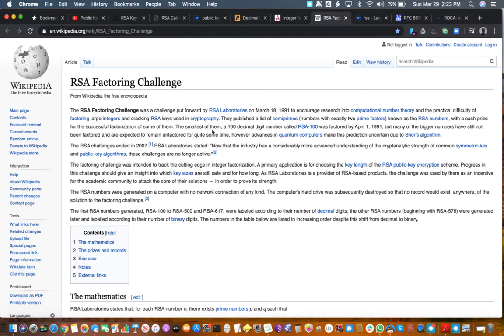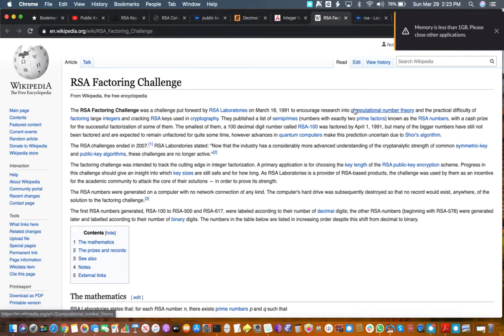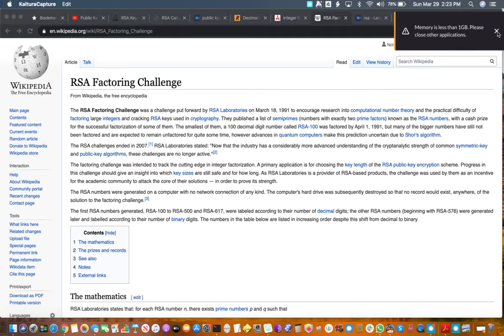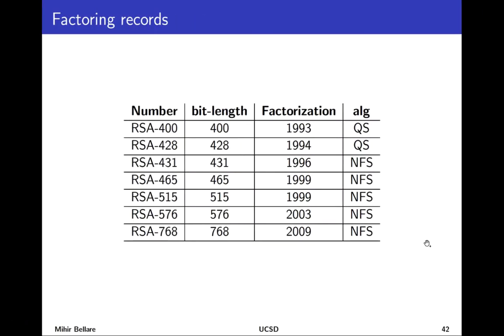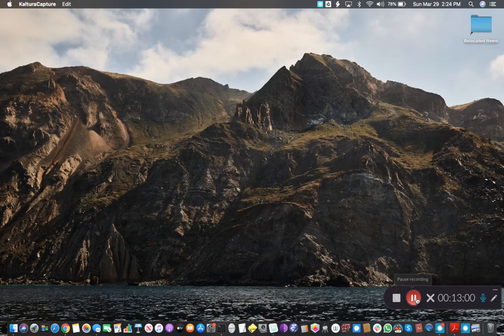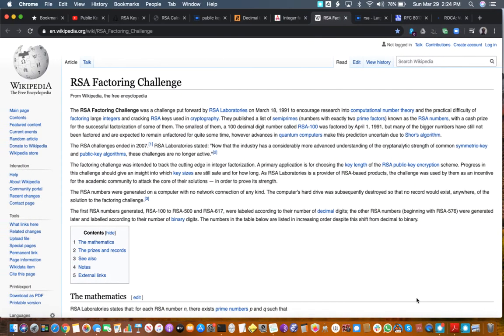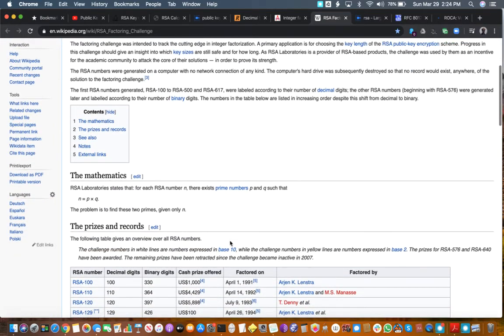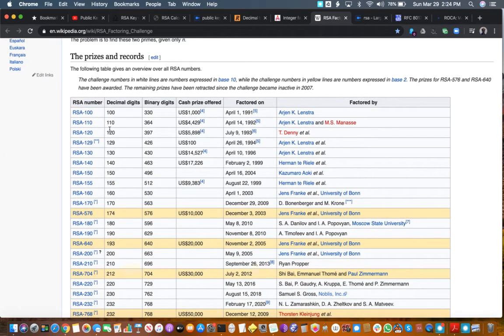So it started out slowly, and you can see here, interestingly enough, that in 2007, RSA stopped the challenges. And why did it do that? Well, possibly because they were being solved and they were losing money. I don't really know. Anyway, you can see how things went.